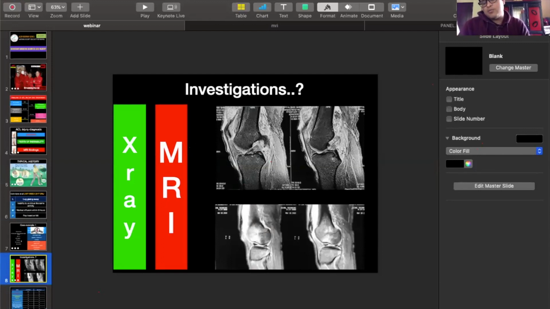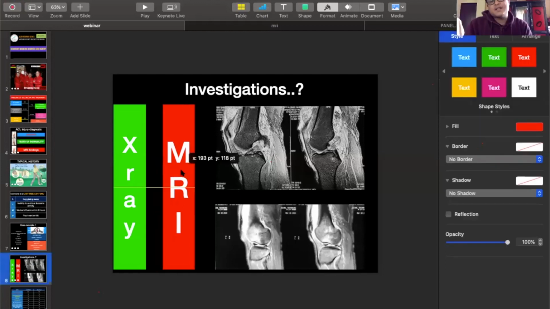Then when do you advise MRI, sir? MRI, whenever I am suspecting an ACL injury, as soon as possible. Maybe sometime within a week, or sometimes maybe 2 weeks. It depends on when the patient comes. This has been discussed in the last lecture as well, the last panel discussion as well.